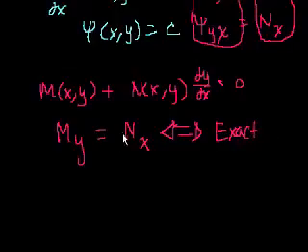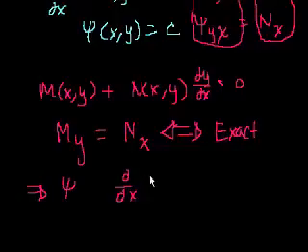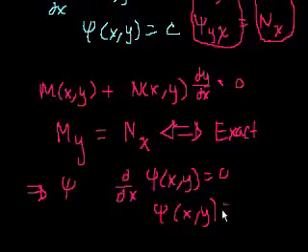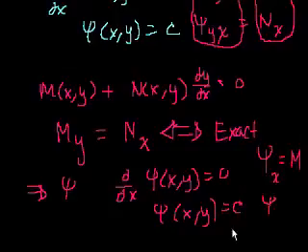And if it's an exact equation, that tells us that there exists a xi such that the derivative of xi of x, y is equal to 0, or xi of x, y is equal to c is a solution of this equation, and the partial derivative of xi with respect to x is equal to M, and the partial derivative of xi with respect to y is equal to N. And I'll show you in the next video how to actually use this information to solve for xi.